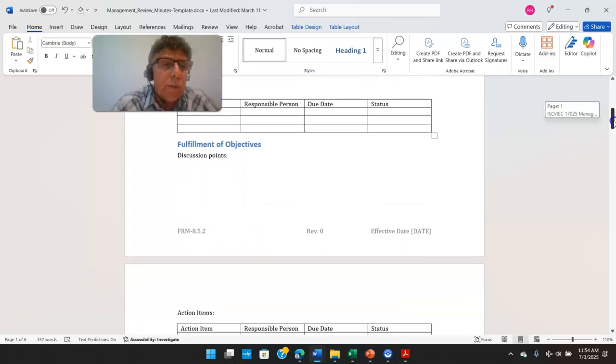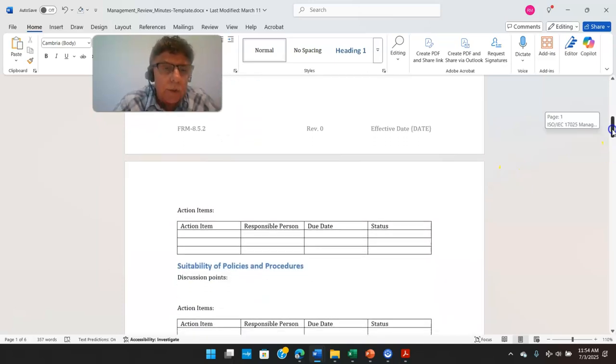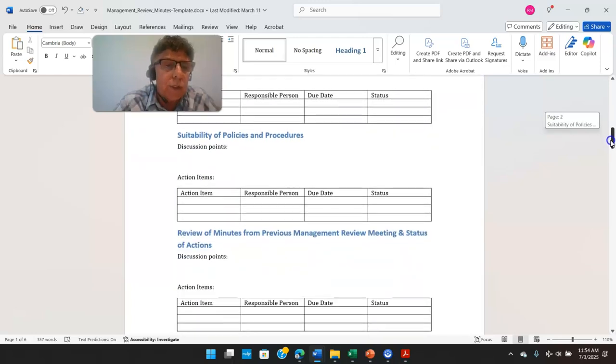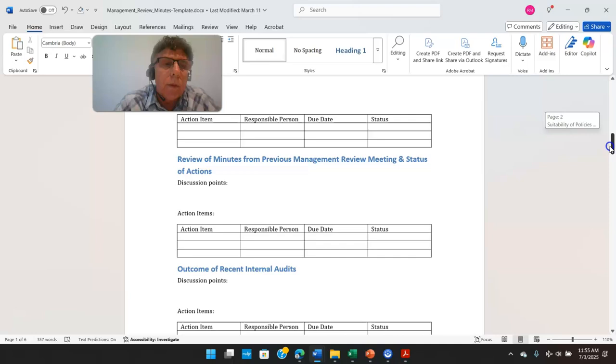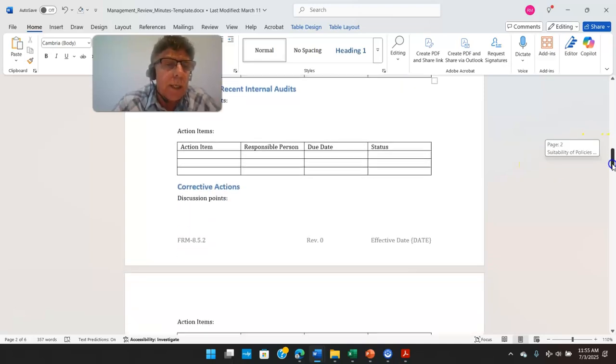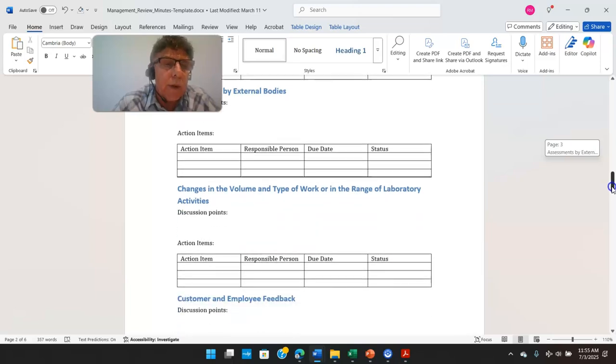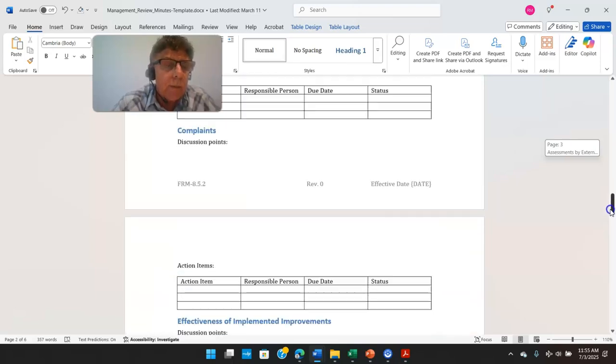Fulfillment of objectives. We might go ahead and take objectives from that document I showed you, quality objective, discuss them. If there's any discussion points that need to be documented, you would put them in the meeting minute template here. Any action items and so forth. Suitability of policies and procedures. Review of minutes from previous management review. There might be some hanging actions that weren't closed, or you might just say all actions from last management review were closed. We're good to go. Outcome of recent internal audits, corrective actions, assessment by external bodies, changes and all that, complaints.